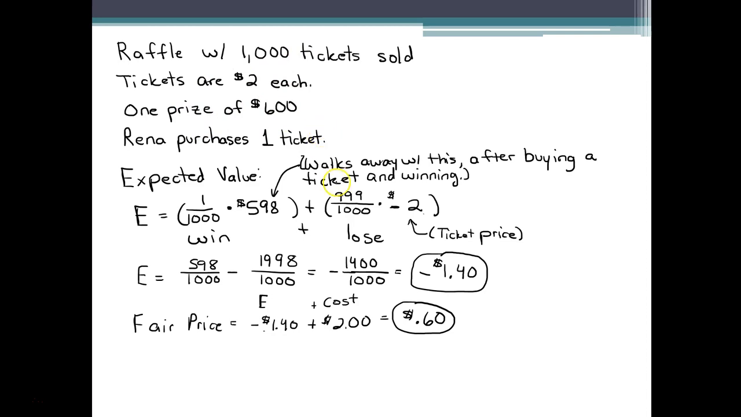So the people running the raffle in that case would not end up raising any funds. They would break even if they sold all 1,000 tickets and gave out $600. So that's not what they're there to do. They're probably there to make some money, so the tickets are higher in cost, like in this case $2 each.